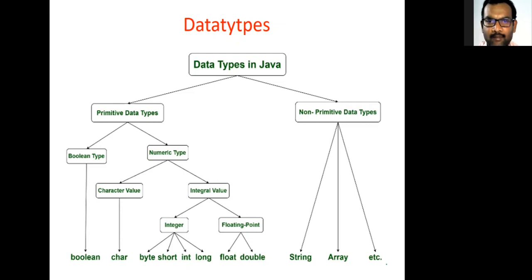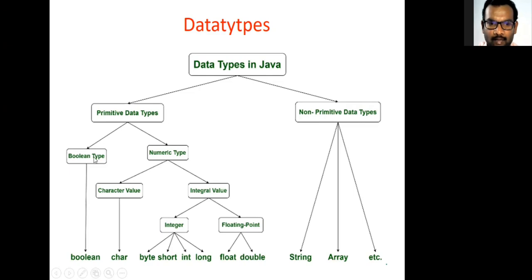And coming to the data types in Java language, those are divided into two categories. One is the primitive data type, the other one is the non-primitive data type. Primitive data types are the data types that are supported by the language. The primitive data types are further divided into two categories: one is the Boolean type, another one is the numerical type. Under the numerical type, there are two categories: one is the character values, the other one is the integral values.